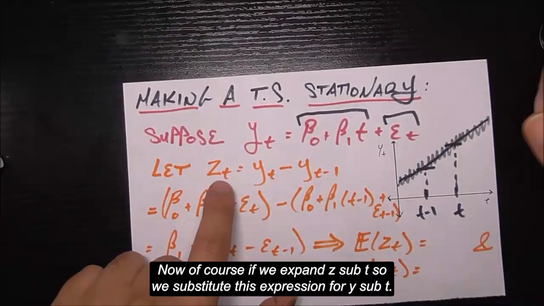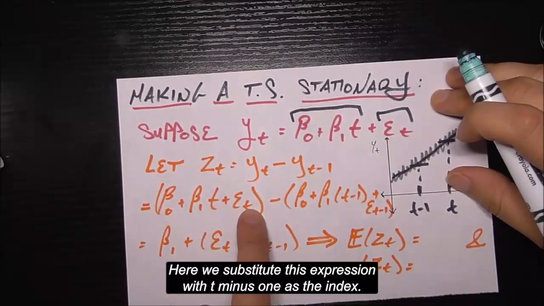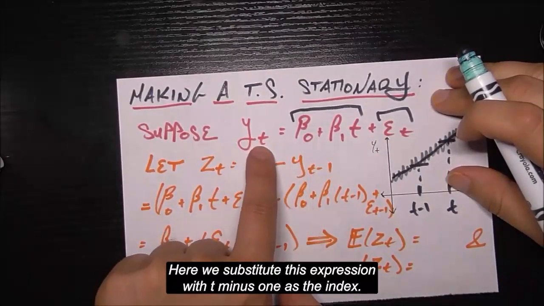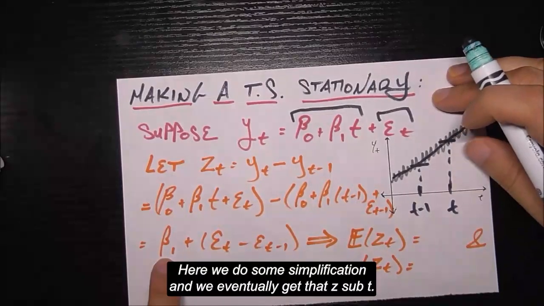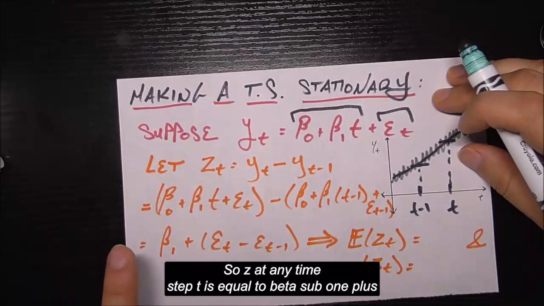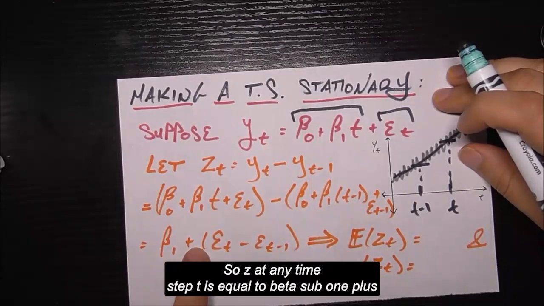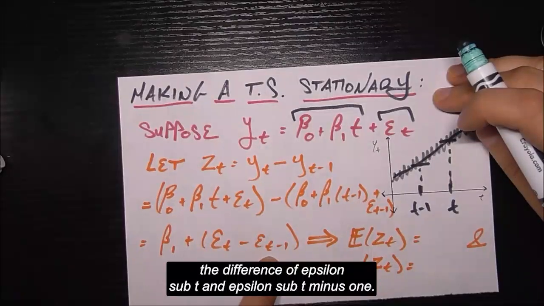Now, of course, if we expand z sub t, so we substitute this expression for y sub t here, and this expression with t minus 1 as the index here, we do some simplification, and we eventually get that z at any timestamp t is equal to beta sub 1 plus the difference of epsilon sub t and epsilon sub t minus 1.